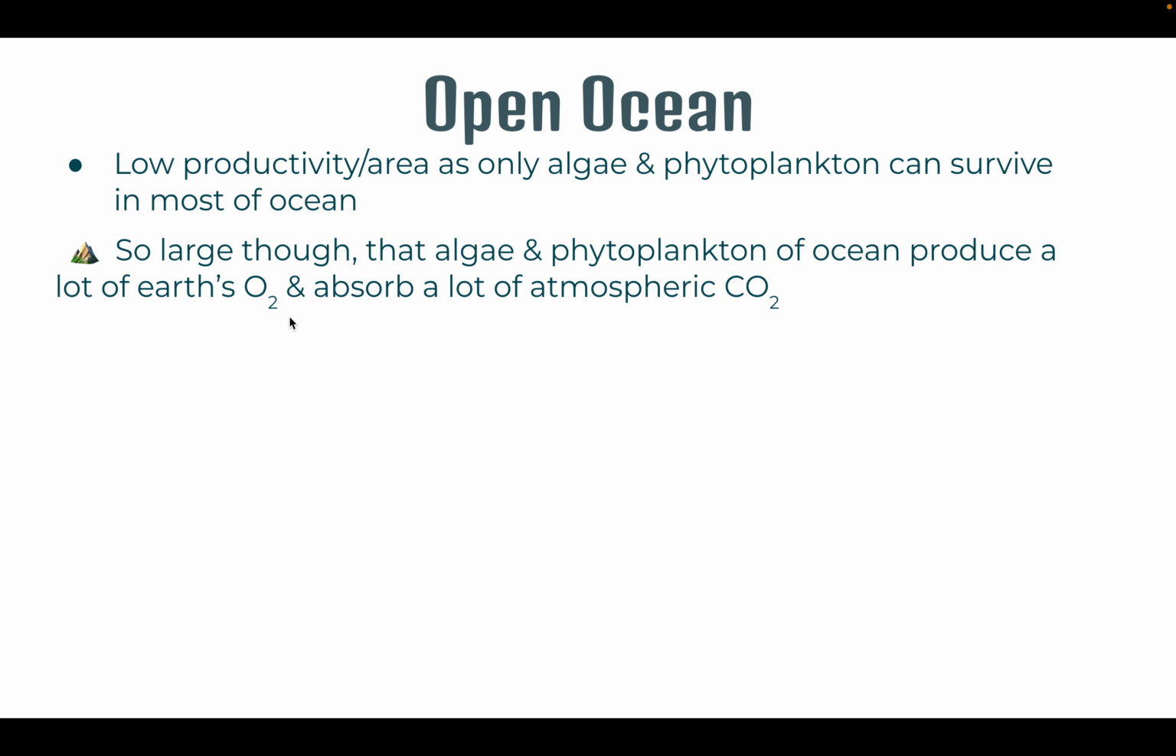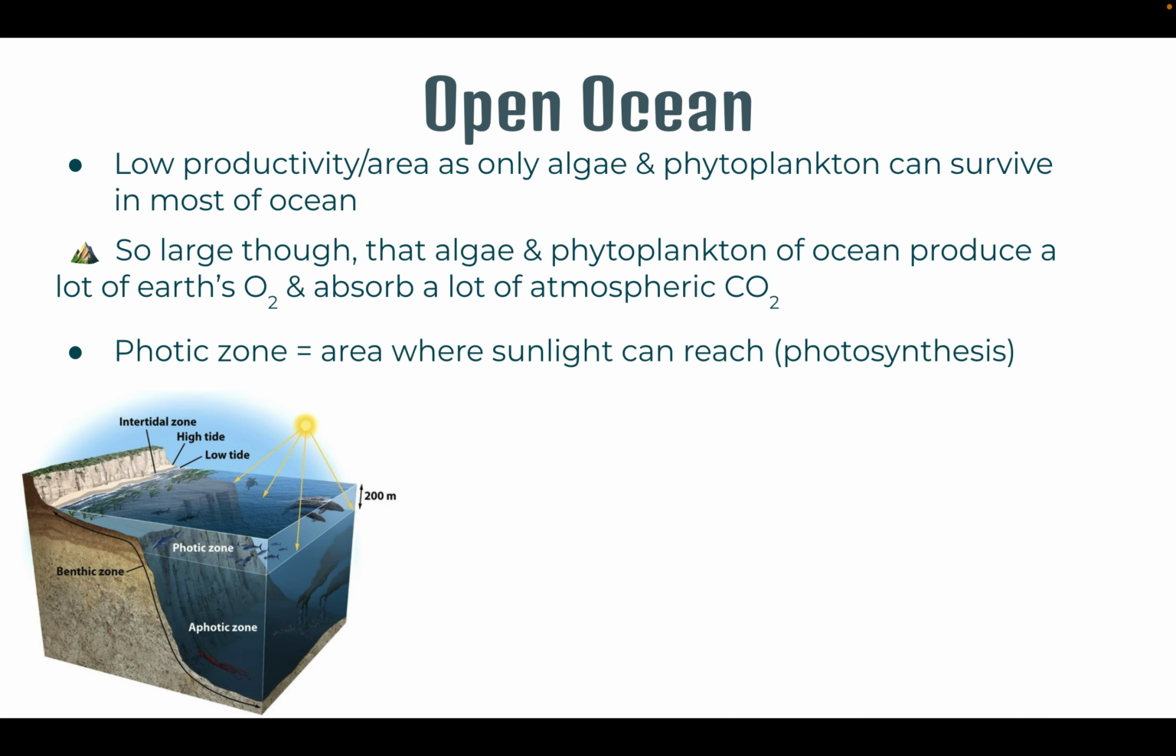Everyone thinks it's all the trees. Yeah, trees are important. Plants are obviously extremely important. But algae and phytoplankton in the ocean produce about half of our oxygen and take in a huge amount of CO2. So while we can't see them often with our naked eye, they are very important to our environment. In the open ocean, you have different zones, just like you have in a lake. You have the photic zone. This is a sunlit area, an area where sunlight can reach.